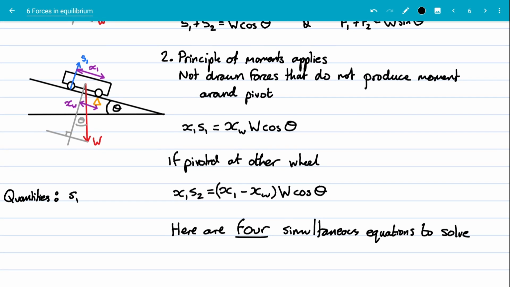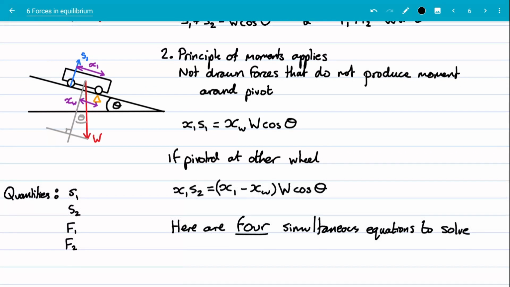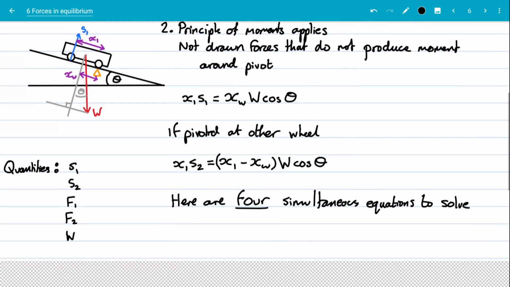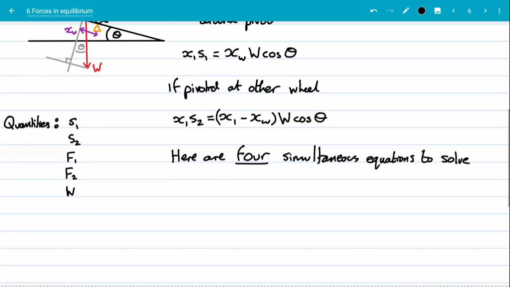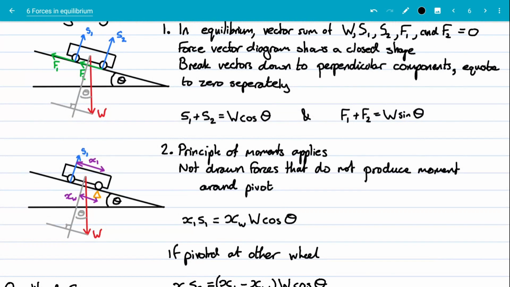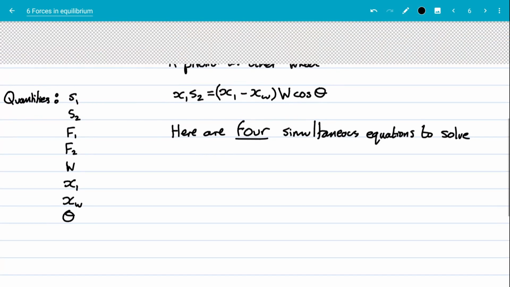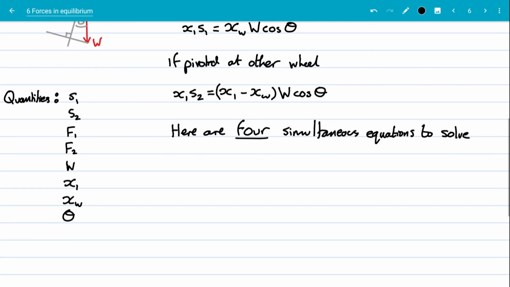S1, S2, F1, F2, we have got F1 and F2, haven't we? Yeah. W, they're the forces. Then we've got X1, XW, and theta. I think that's it. Yeah, that's all the quantities that we have and all the quantities that we need. So if we were given any 4 of them, then we could solve for the other 4.